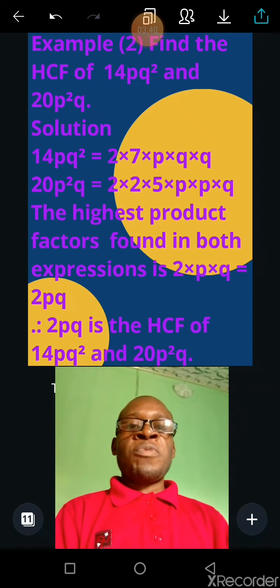The highest product of factors found in both expressions is 2 times p times q, which is equal to 2pq. Therefore, 2pq is the highest common factor of 14pq squared and 20p squared q.